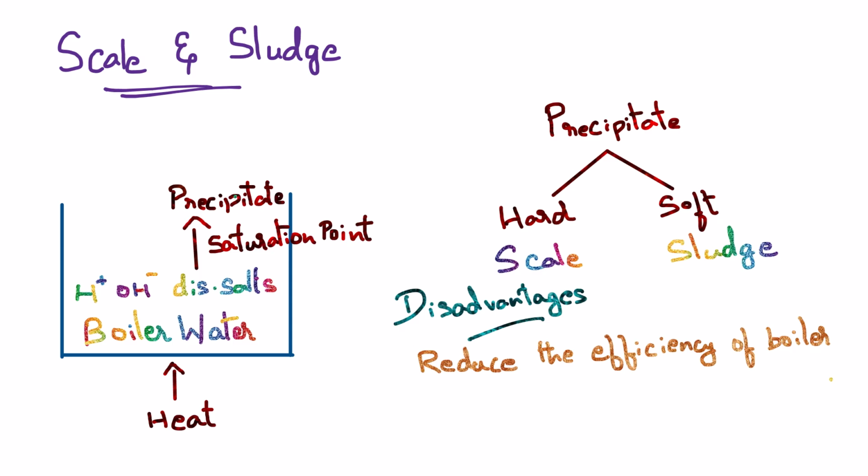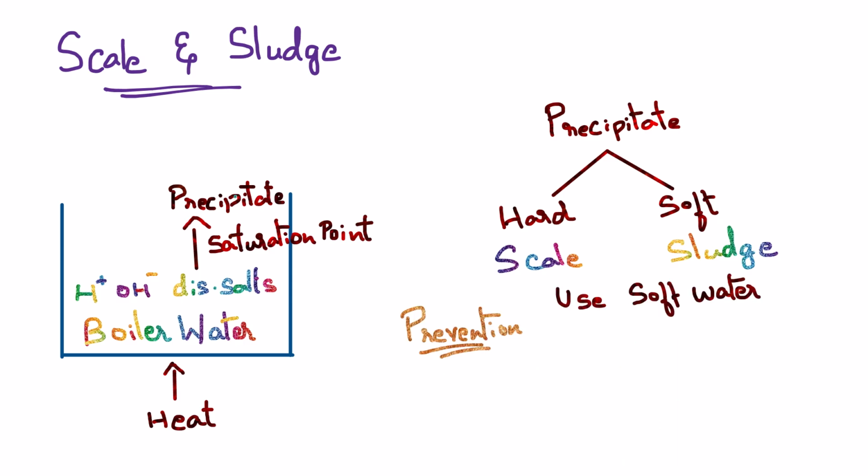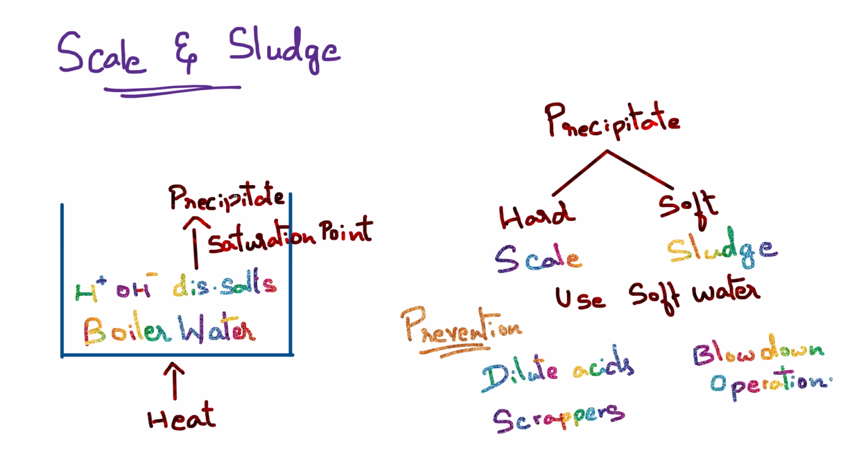Disadvantages. Both scale and sludge reduce the efficiency of the boiler, and they are poor conductors of heat. Because of this, there is wastage of fuel, and sometimes scale will lead to boiler explosion. How can we prevent this? Instead of using hard water, we can use soft water. Scale can be removed by using dilute acids and scrapers. Sludge can be removed by blowdown operation.